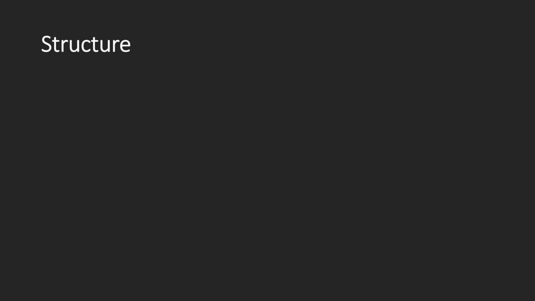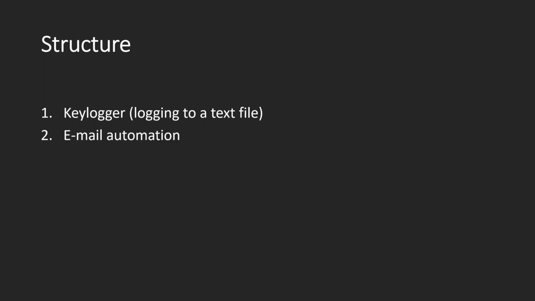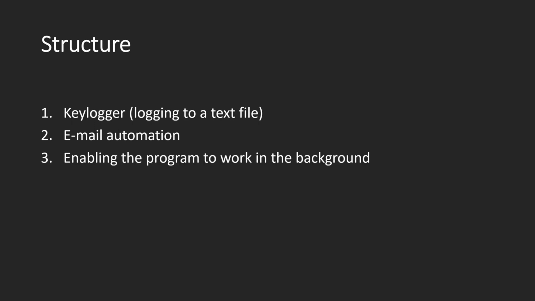Okay, so this series will be divided into 5 parts. First is gonna be the keylogger. We will be capturing the keyboard presses to a text file. Second will be email automation, so we'll just set up a script that will automatically send an email to us with the file. Third, enable the program to work in the background.